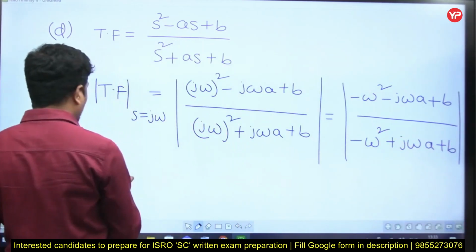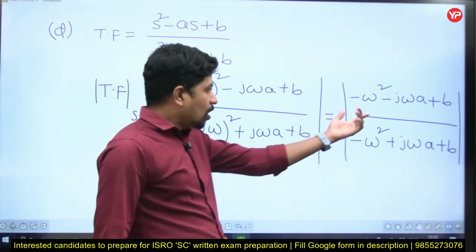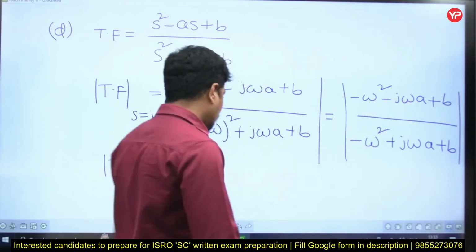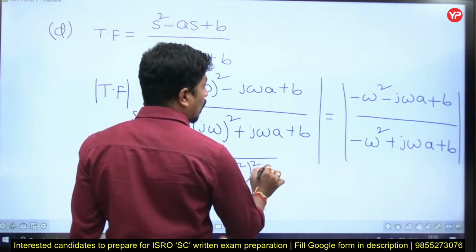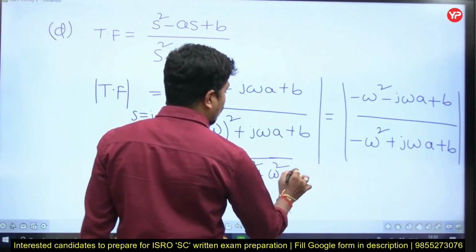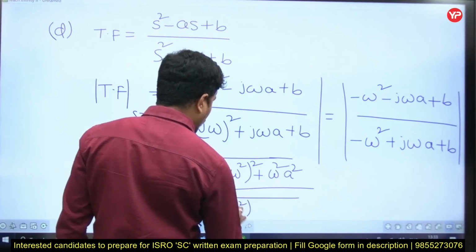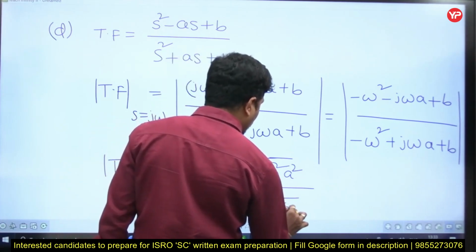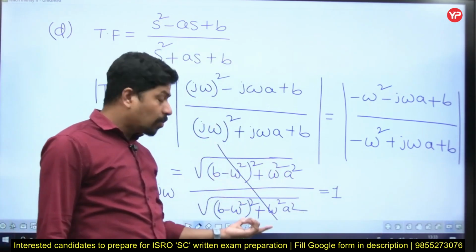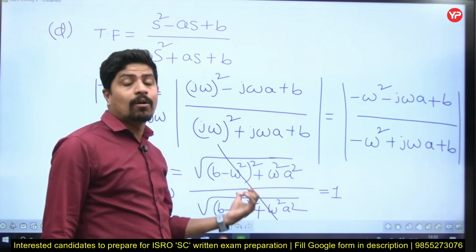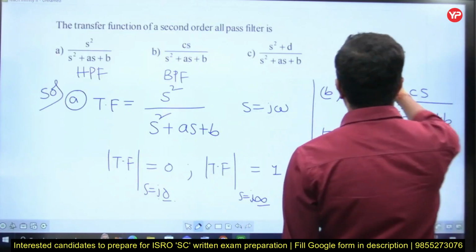So the transfer function magnitude at S equal to j omega is root of real square plus imaginary square. What is the real part? B minus omega square whole square plus omega square A square, by the same root of B minus omega square whole square plus omega square A square. These two get cancelled. This is equal to 1. Both numerator and denominator are equal. Irrespective of frequency omega, its magnitude is always constant. Therefore, it is called an all pass filter or all pass system. Option D is the answer.